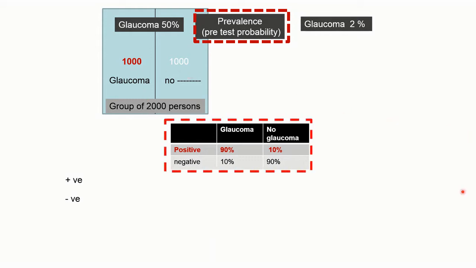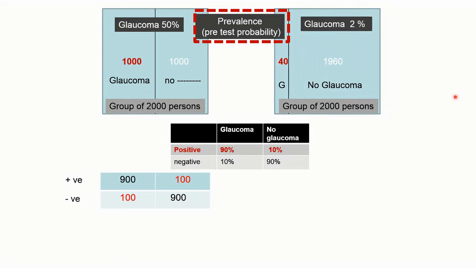If we apply this table, they get the test and we have these percentages. So we are going to really include glaucoma, diagnosed glaucoma in 900 and miss 100. And in the normal, we are going to exclude the disease in this number, but falsely, we are going to include positive results in this number. Now suppose the real prevalence of glaucoma is 2%. So 2% of this community, only 40 persons get glaucoma, the rest are normal.